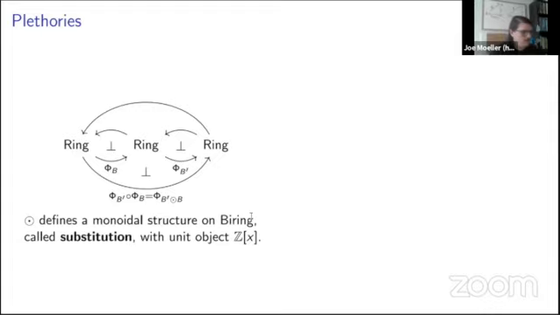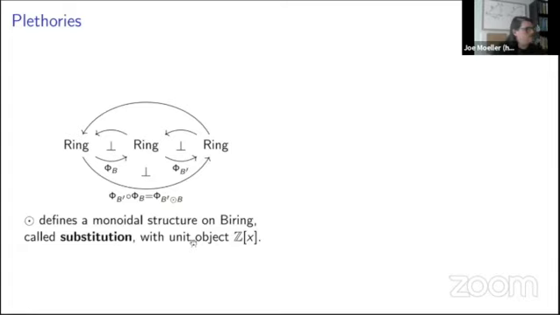So endofunctors you can compose, and that gives a monoidal structure, and that continues to be true for specifically right adjoints, because right adjoints compose to give right adjoints, with their left adjoints being just the composites. And so this defines a monoidal structure on the category of birings. So on the right adjoint endofunctor side, it's just composition, and then we pull that over to give a monoidal structure on the category of birings.